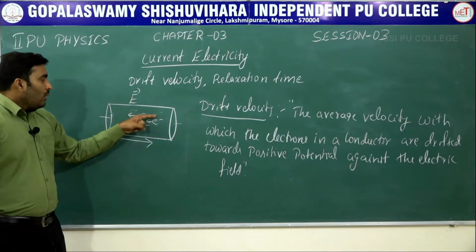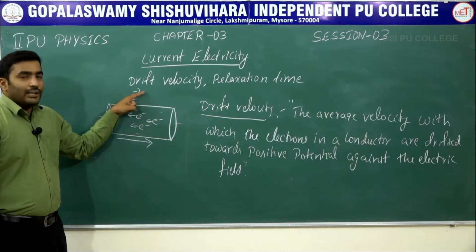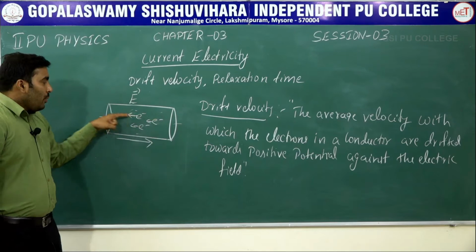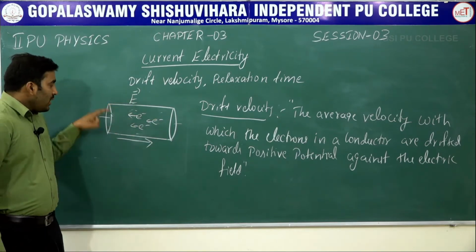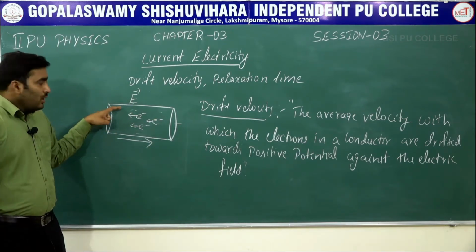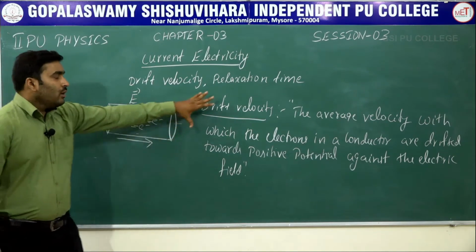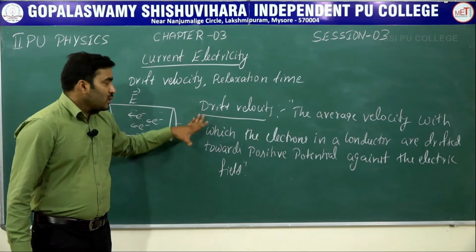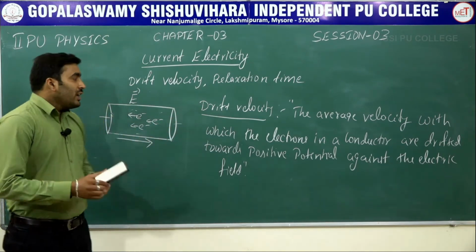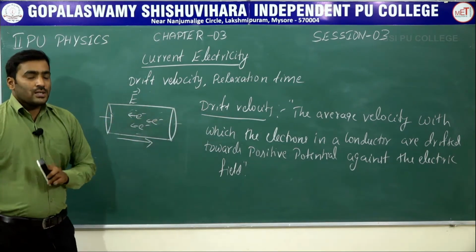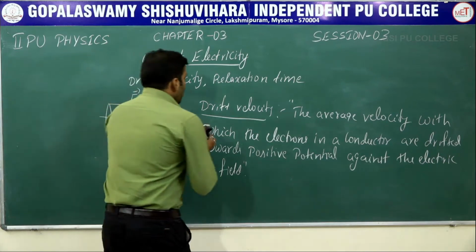I have explained that all the electrons after applying the electric field will be moving opposite to the direction of the electric field, or towards the positive potential. So the average velocity of all the electrons is nothing but the drift velocity. This is the definition of drift velocity. Now we have to derive an expression for the drift velocity. Let us derive the expression now.